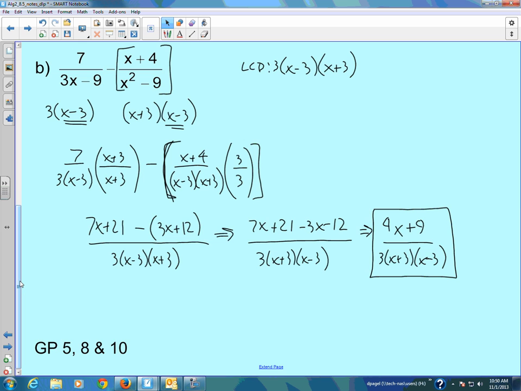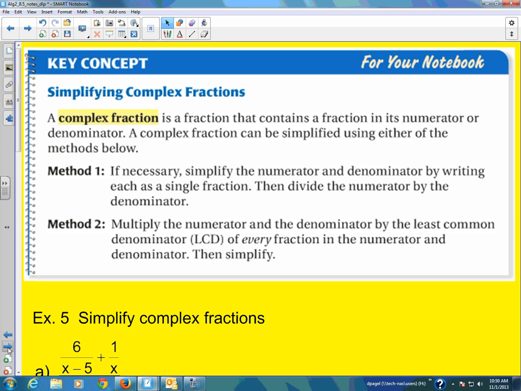All right, you thought that was exciting. Wait till you get to this. Complex fractions. A complex fraction is a fraction that contains a fraction in its numerator or denominator, and they can be simplified with either of the two methods below.